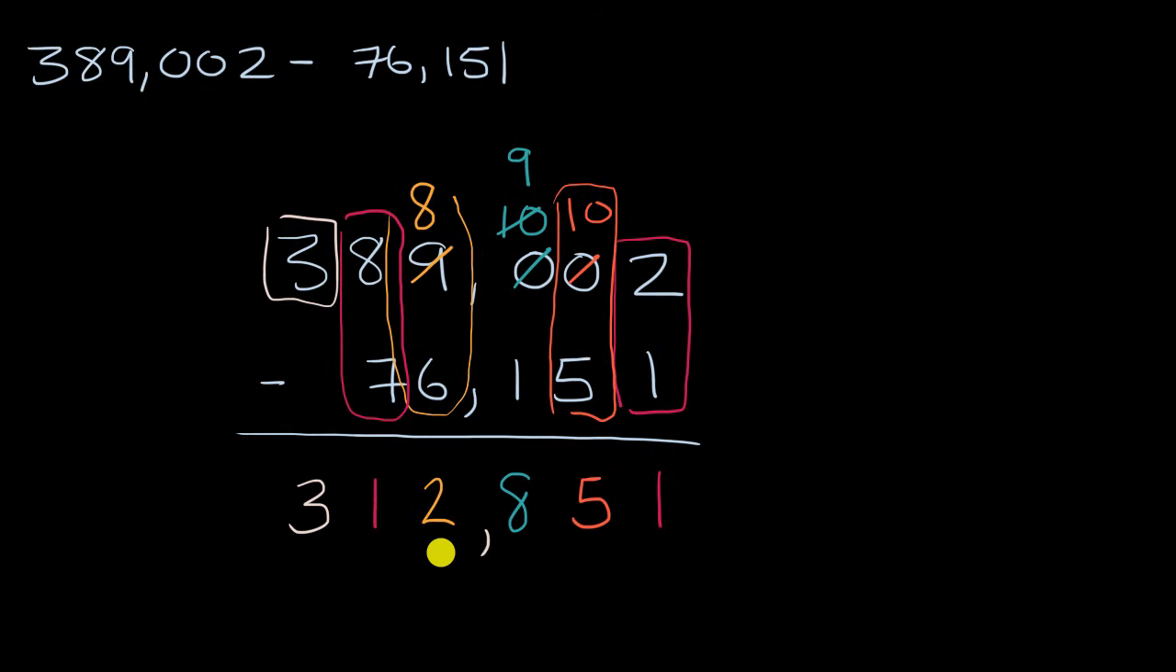This is 312,851. This is the standard method. I started at the ones place. Sometimes it's good to do a check to make sure every digit on top in the appropriate place is at least equal to the digit that you're subtracting from it. And so you could do the regrouping ahead of time. But either way, you will end up with a similar process.